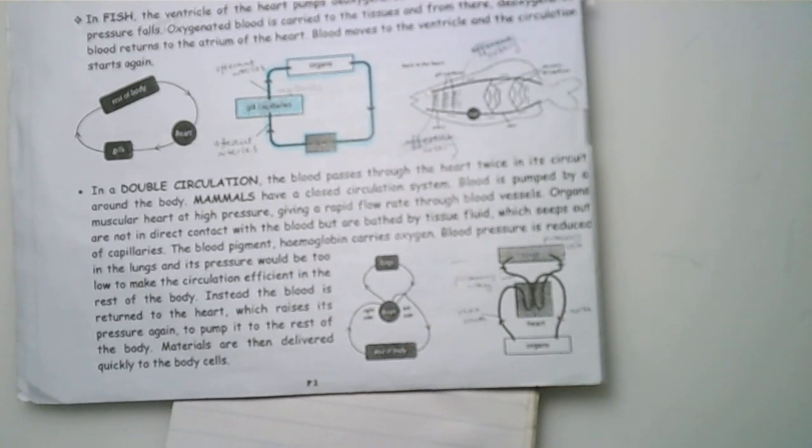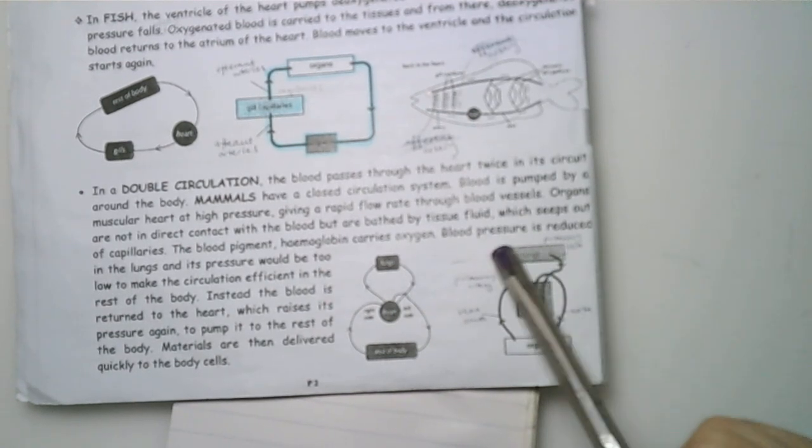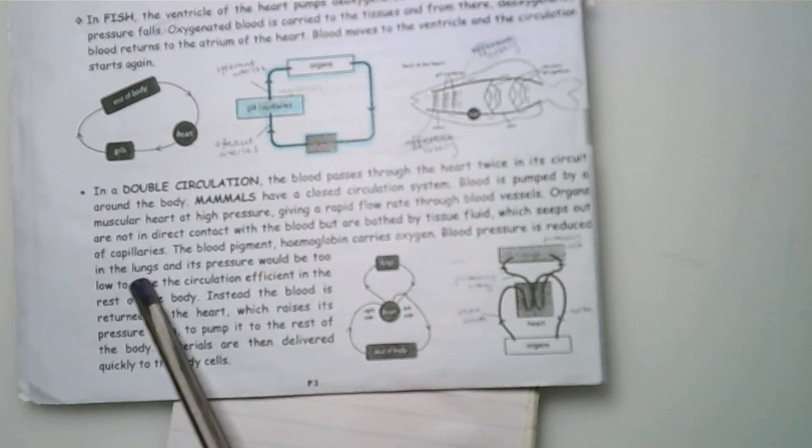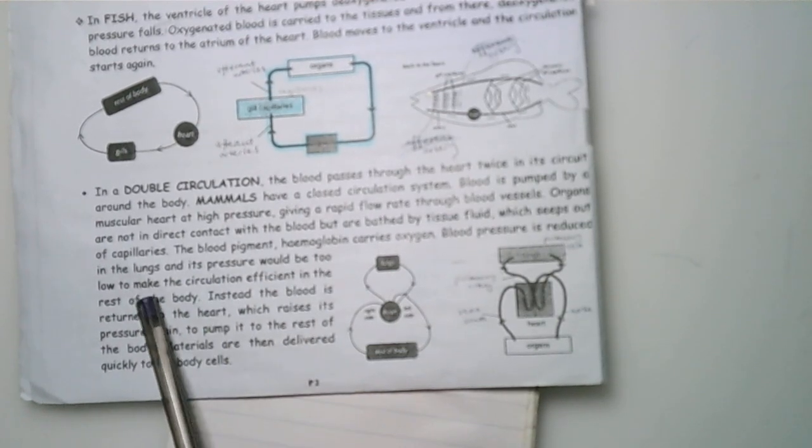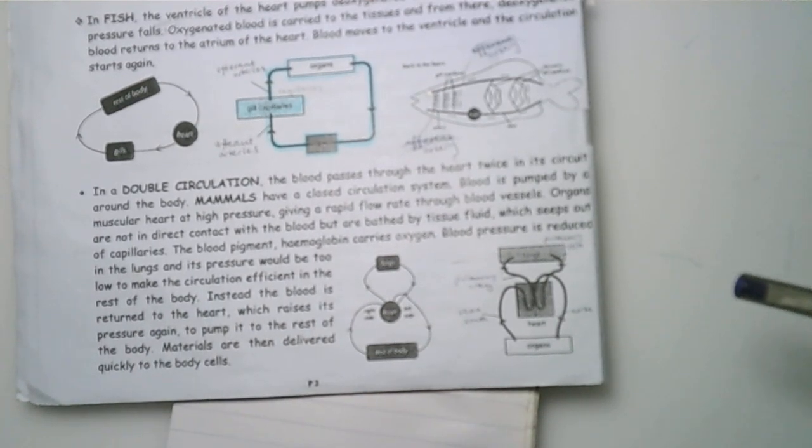So it's a very rapid flow rate through the blood vessels. Organs aren't in direct contact with the blood, but they're bathed in tissue fluid, which seeps out of the capillaries. The blood pigment, hemoglobin, is the thing that carries the oxygen in the blood, and the blood pressure is reduced in the lungs, and its pressure would be too low to make the circulation efficient in the rest of the body.